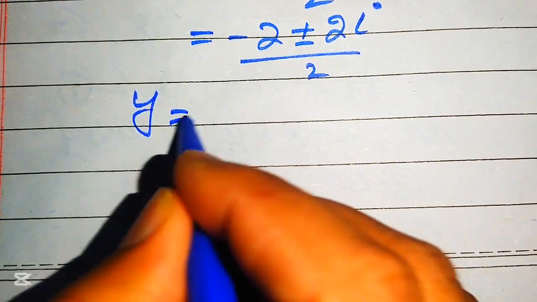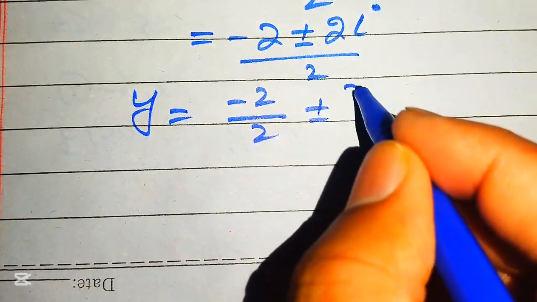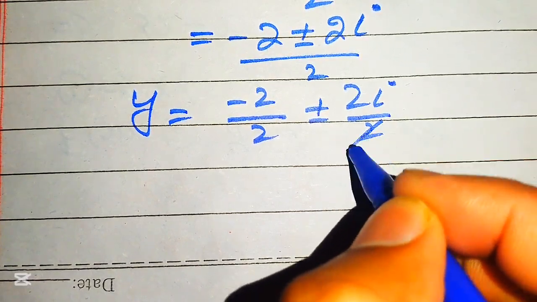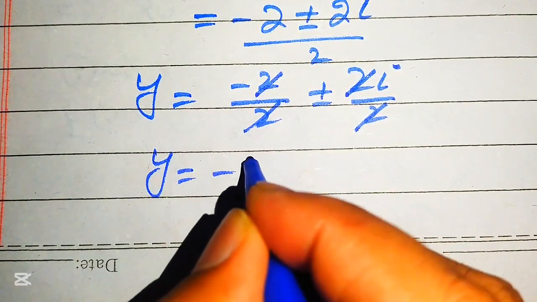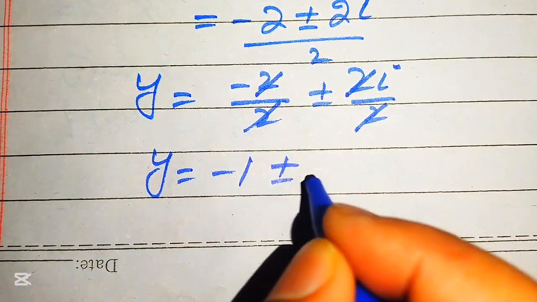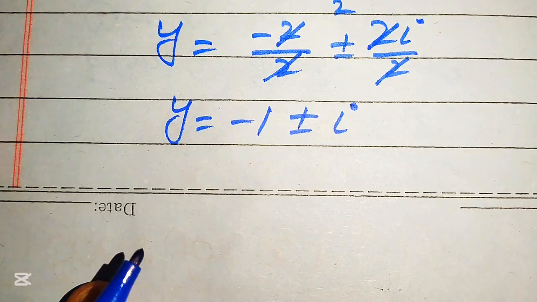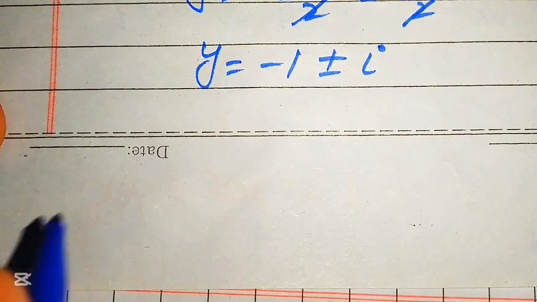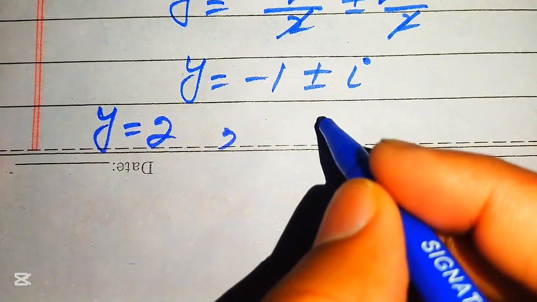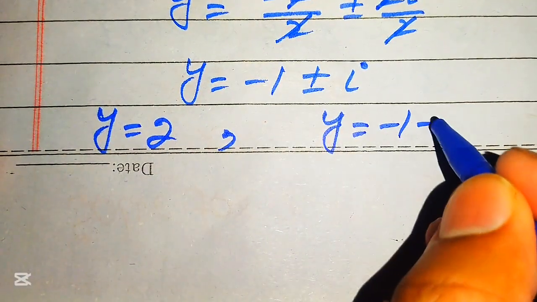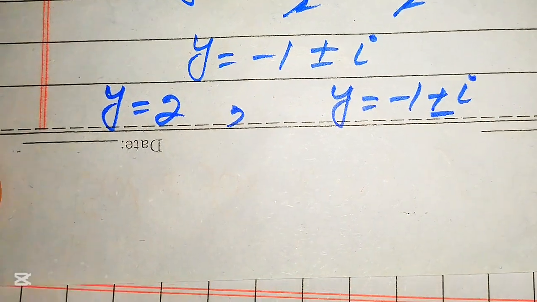And now we need to break this fraction, and when you break this fraction, it will be written as minus 2 over 2 plus minus 2 iota over 2. This 2 is cancelled out by this 2, this 2 is cancelled out by this 2, and we get here our y is equal to minus 1 plus minus iota. So this is the second value of y, and we have two values of y. The first value of y is equal to 2, and the other values of y are equal to minus 1 plus minus iota.